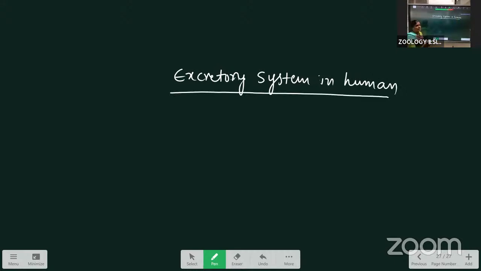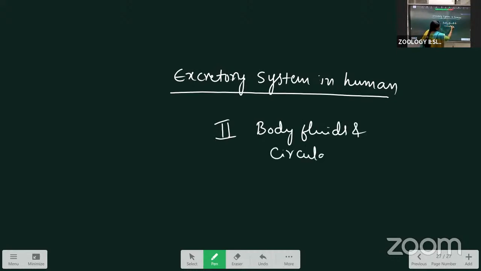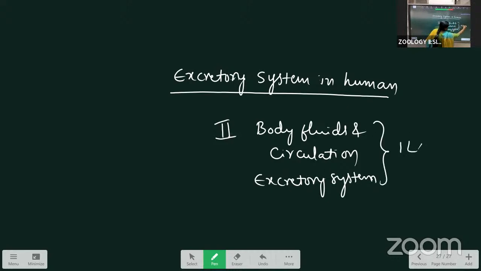Listen to the LAQs once. The LAQs from the second lesson, body fluids and circulation, and then the excretory system. From these two lessons, one LAQ is compulsory. Next, one more LAQ is coming from genetics.